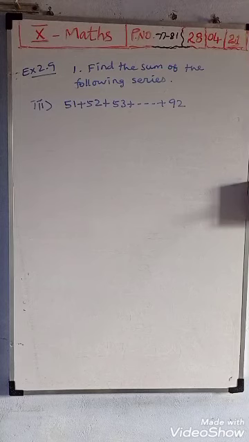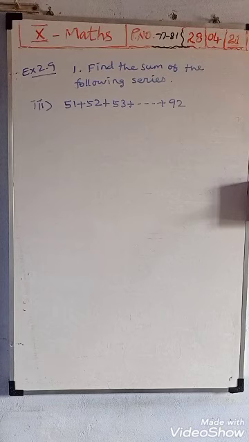See the next, third problem: the sum of the series 51 plus 52 plus 53 plus up to 92. This series should be added. What is the answer? We can treat it as an arithmetic series, because the difference is equal and the last term is given, so we want to find n, and after finding n, Sn equals n by 2 times (a plus l). Using that formula we will receive the answer. There is also one more method, the special series.